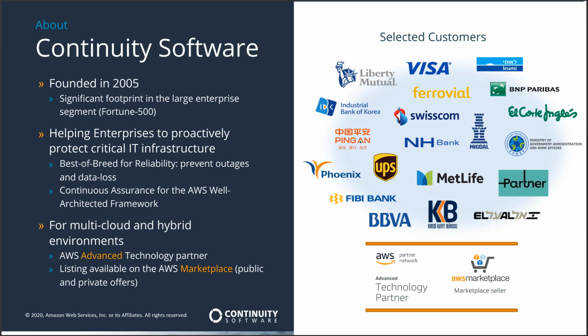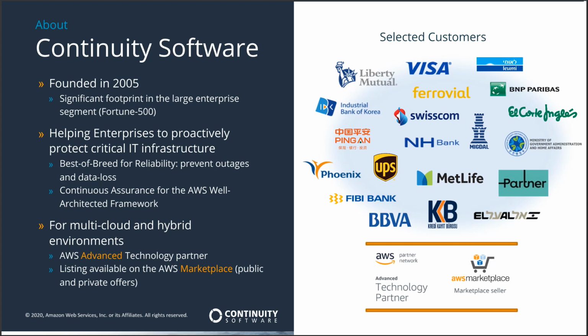So Continuity Software started 15 years ago in 2005. We started with providing resilience assurance solutions for the largest enterprises worldwide. Basically, we serve 6 out of the biggest 10 US banks. They started by asking us to make sure that they are meeting the resilience for their on-prem environment. Later on, they moved to private cloud, so we supported them on that journey. And once they started to deploy to a public cloud, starting with AWS, we supported them as well.